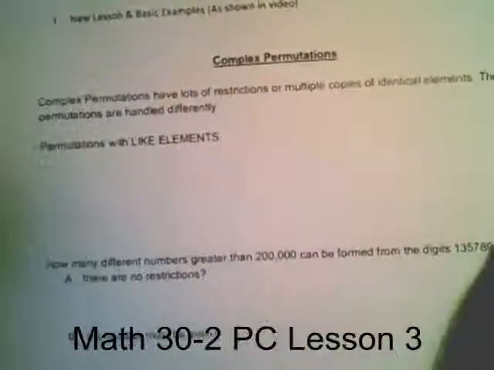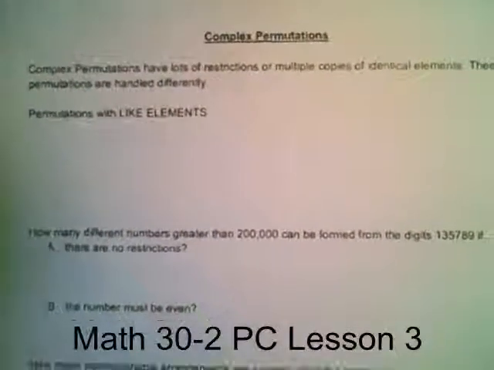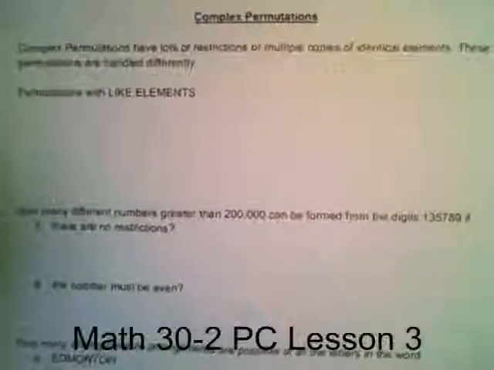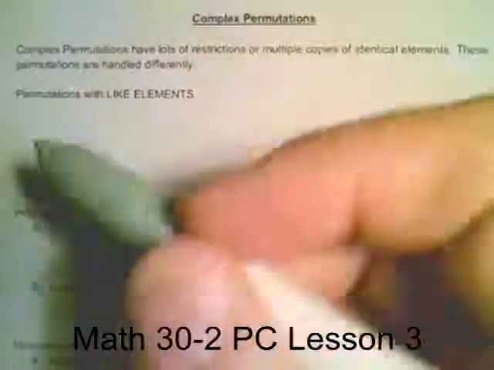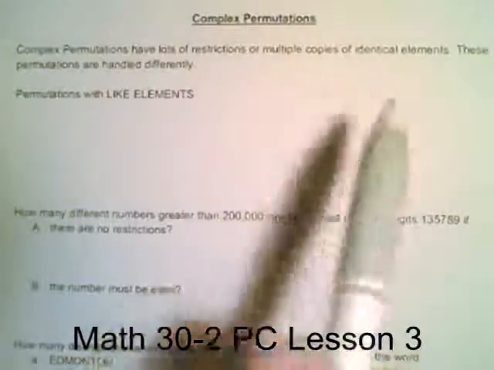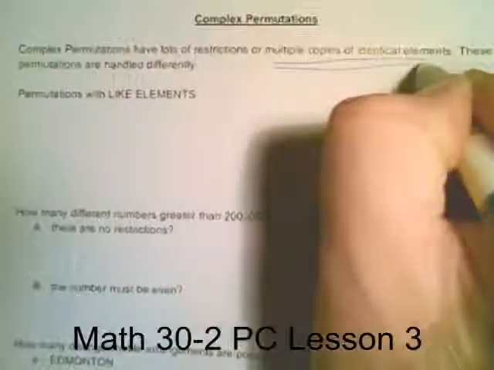The last two classes, we spoke about the fundamental counting principle, and then we spoke about a basic introduction to permutations. What I want to do right now is more complex permutations. As you do things that are similar or a little bit more convoluted, it takes a few more things just to think about. So complex permutations, okay? There's lots of restrictions, or there's multiple copies of identical elements. Now it's this that's the biggest thing.